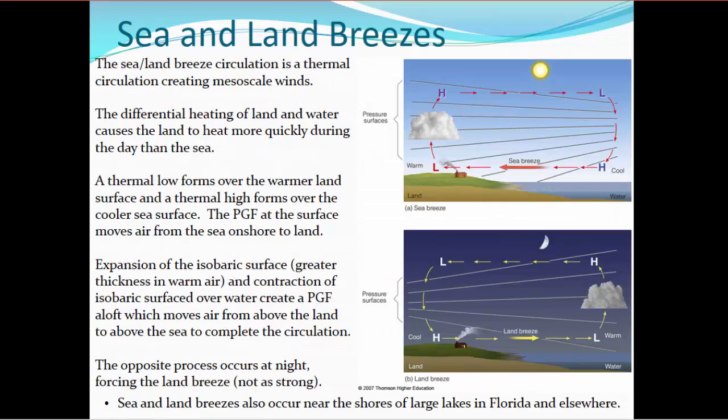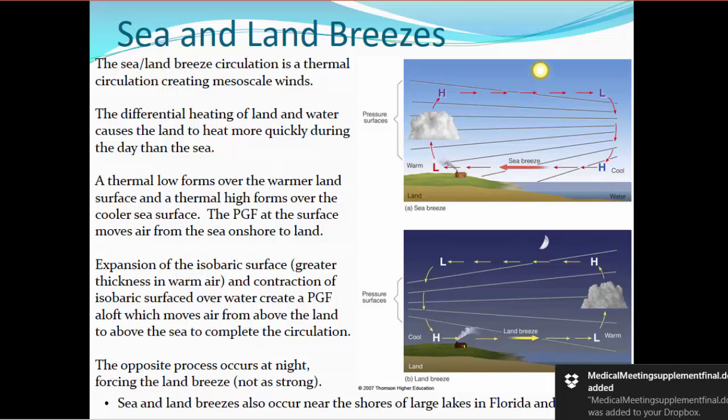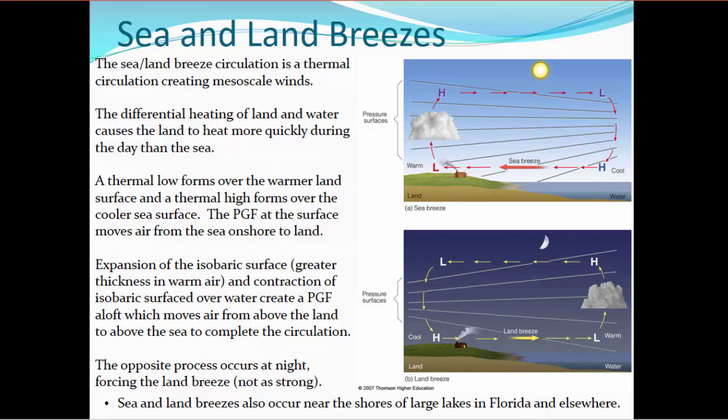We see those mesoscale thermal circulations play out most days in our warm season over central Florida, where the peninsula of Florida is warm during the day. Of course, land heats up more quickly than water, so it heats up, and that's where you get your thermal low at the surface, and the air over the water remains cool, and that's where you get your thermal high. The land sea breeze circulation is a thermal circulation at the mesoscale. The differential heating of land and water causes the land to heat up more quickly during the day than the air over the sea.